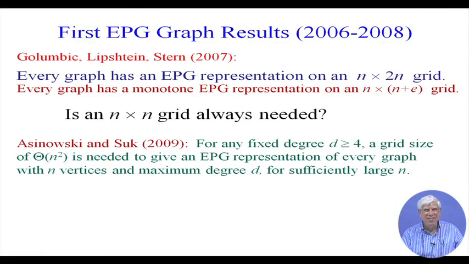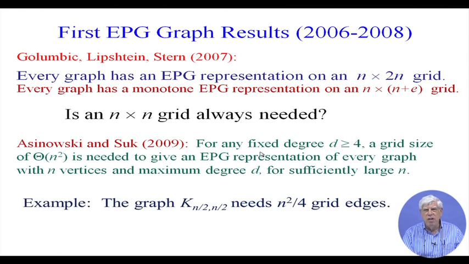Okay, let's get those slides back. You could ask, is an n by n grid always needed? And that was answered a couple years later by Andrew and Andre in 2009. For any fixed degree d greater than or equal to 4, a grid size of at least n squared is needed to give a representation for every graph on n vertices with a maximum degree d and sufficiently large n. So for example, the complete bipartite graph on n by 2 vertices needs n squared over 4 grid edges.